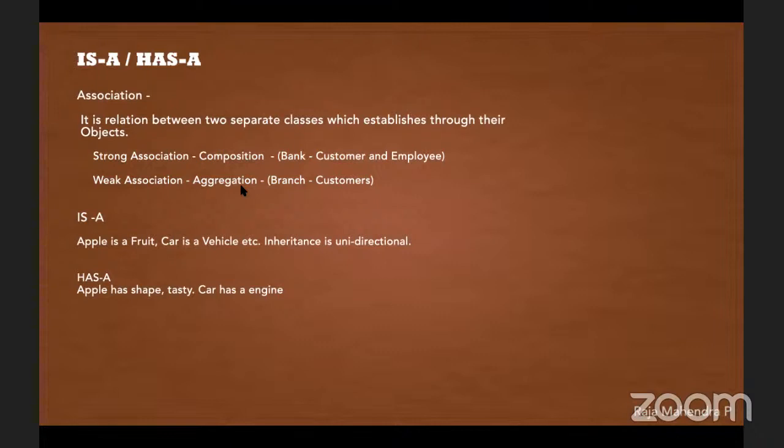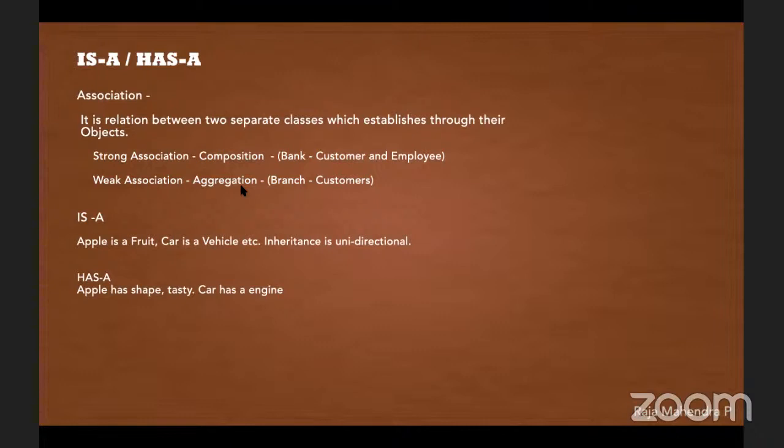Also, if there are employees and there is a bank, employees and customers are strongly associated with the bank. This is called composition, or in another term, a strong association. And the branch and customer: there can definitely be some banks without branches, so we can't say that it is 100% strongly related. So this time we can say that it is weakly associated. So there is weak association and strong association when you talk about two different objects.